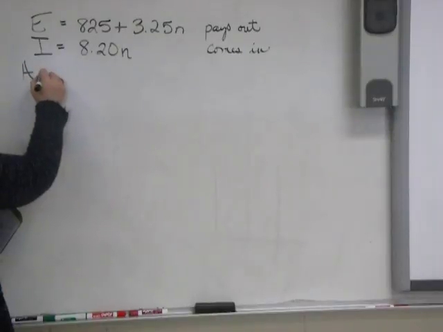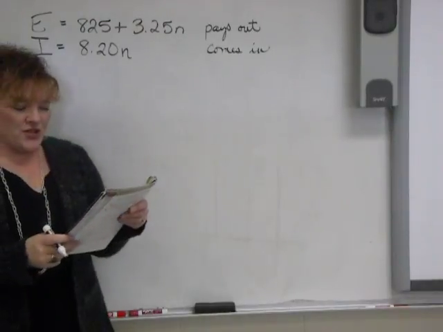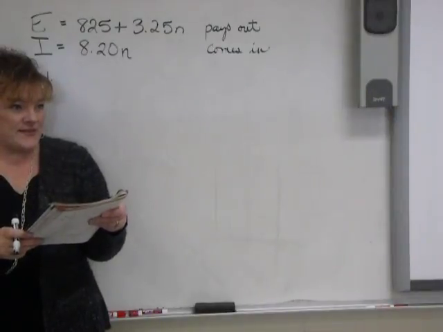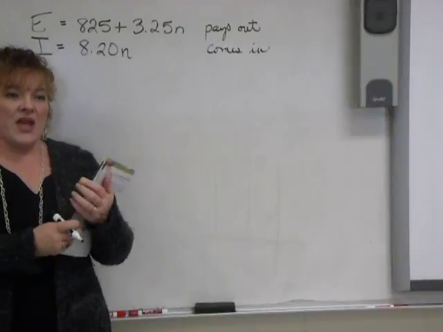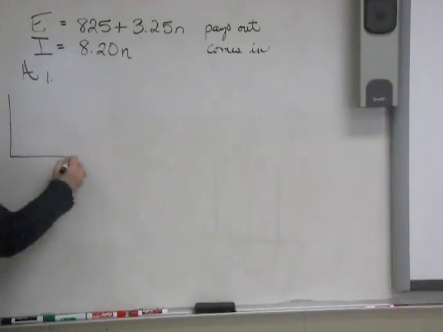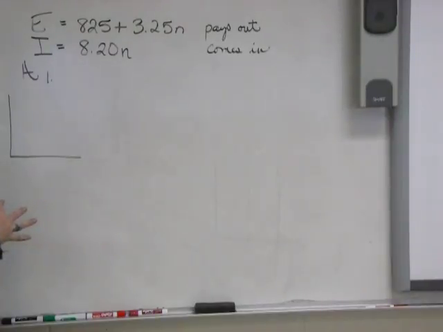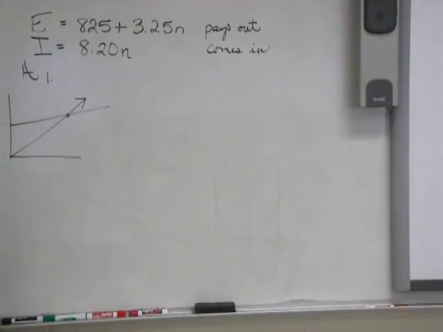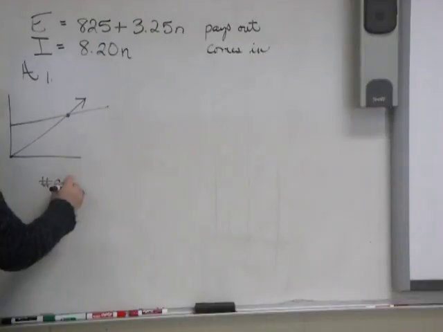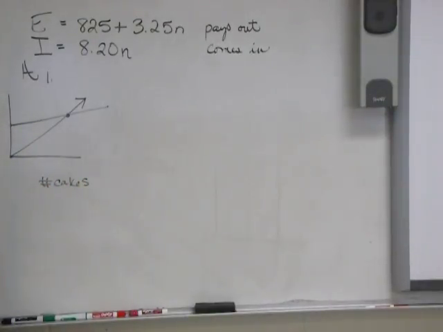A1. In the equation for income and expenses, what information do the y-intercepts give you? Now, they have a grid or a graph they've already done for you. They've got a line that starts at 0 and goes up. And then they've got a line that starts around 825 and goes up. And then there's a place where they meet. This is the number of cakes at the bottom, and this is the amount of money that is made.